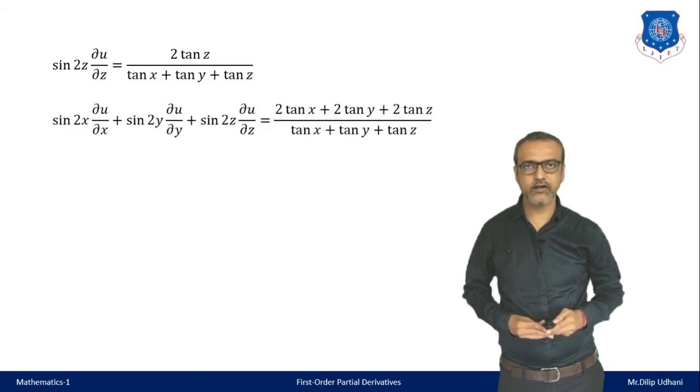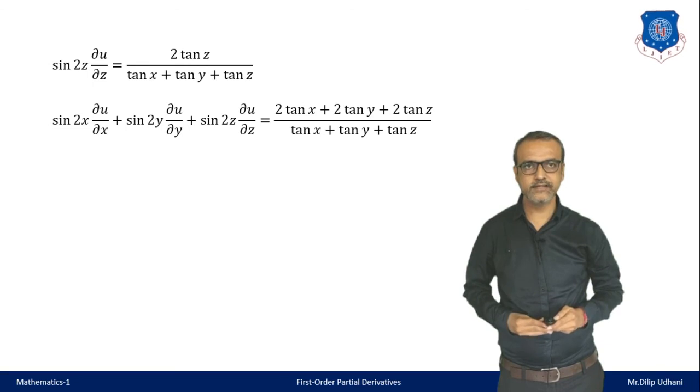Now we will add all the three results, that is sin 2x into del u by del x plus sin 2y into del u by del y plus sin 2z into del u by del z. And sin 2x del u by del x is 2 tan x over (tan x plus tan y plus tan z). Sin 2y into del u by del y is 2 tan y over (tan x plus tan y plus tan z). And sin 2z del u by del z is 2 tan z over (tan x plus tan y plus tan z).